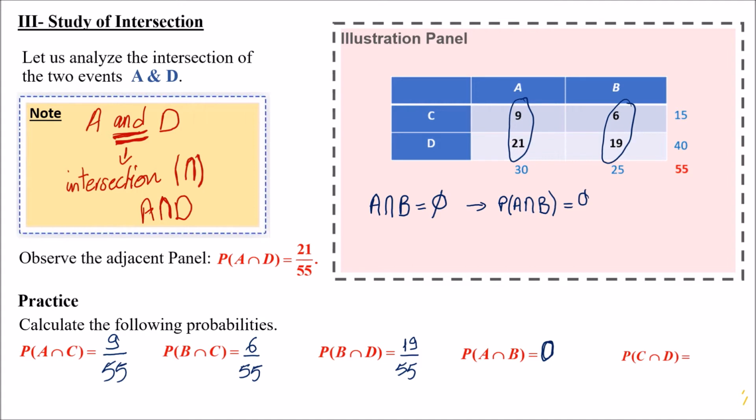Similarly for C and D, nothing is common between C and D, therefore the probability of C intersection D is equal to 0 as well.